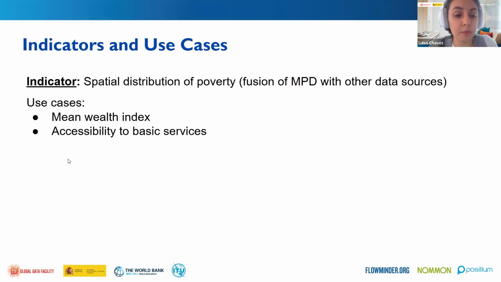The second indicator, accessibility to basic service, measures the extent to which households can reliably access essentials such as water, electricity, sanitation, and healthcare. This serves as a critical indicator of social inclusion and quality of life. By analyzing accessibility, we can uncover regional inequalities and monitor improvements in service provision over time.